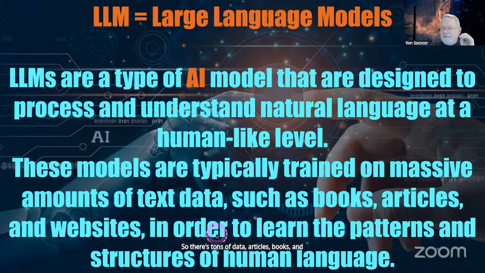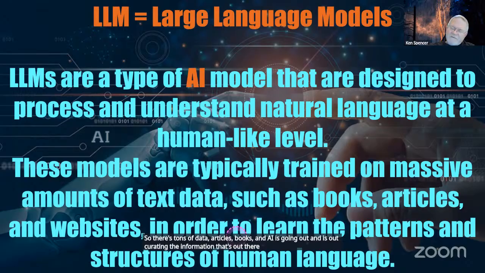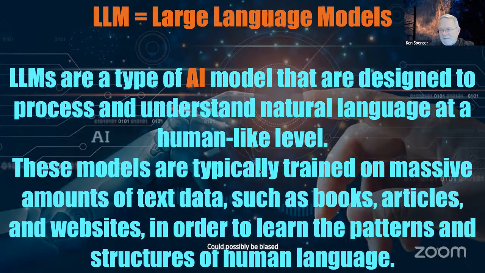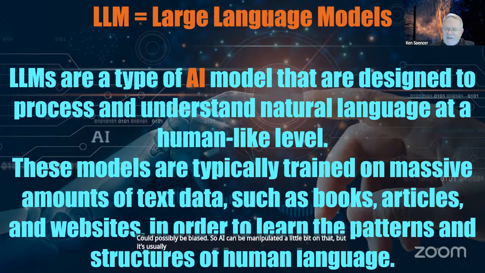AI is going out and curating the information that's out there. But the information that it's curating, because there's so much of it out there, could possibly be biased. So AI can be manipulated a little bit on that, but it's usually due to the amount of data that it gets, and it will lean one way or the other.